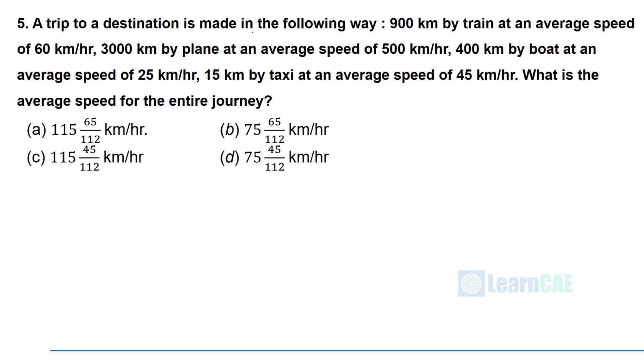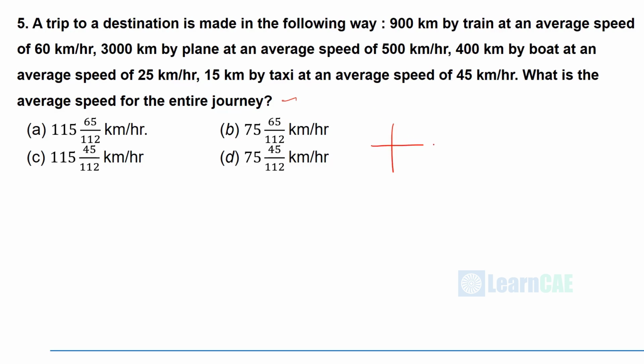A trip to a destination is made in the following way. 900 km by train at an average speed of 60 km per hour. 3000 km by plane at an average speed of 500 km per hour. 400 km by boat at an average speed of 25 km per hour. 15 km by taxi at an average speed of 45 km per hour. What is the average speed for the entire journey?